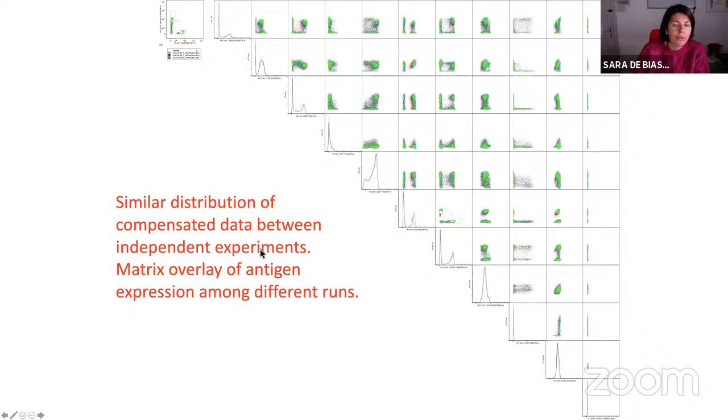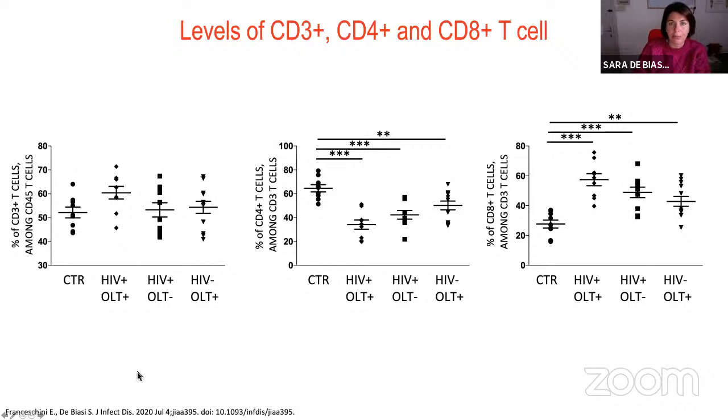And you also have to have a similar distribution of compensated data between independent experiments. I suggest you perform a matrix overlay of antigen expression among the different runs. If you have checked all of these points, then you can clean your data and perform an unsupervised clustering analysis.